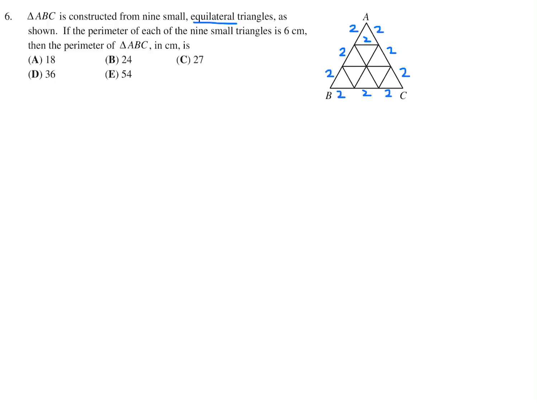So they want you to figure out the perimeter of the big guy, ABC. All right, well, it looks like 2 plus 2 plus 2, and then 2 plus 2 plus 2 on each of the other sides. So the perimeter looks like, how many 2's do we have? 1, 2, 3, 4, 5, 6, 7, 8, 9. 9 times 2 basically, which is 18. So number 6, the answer is A.